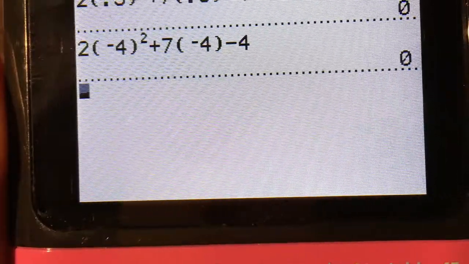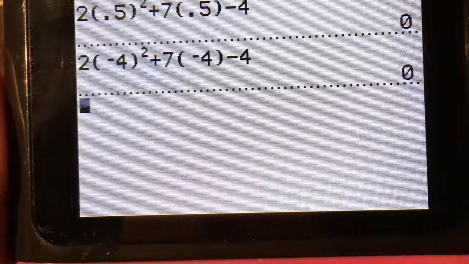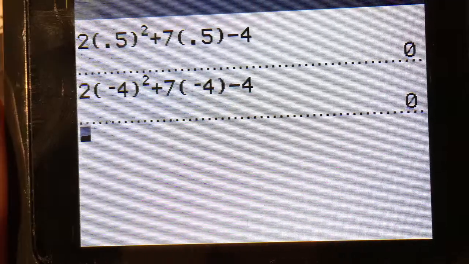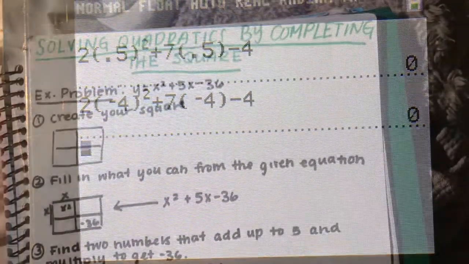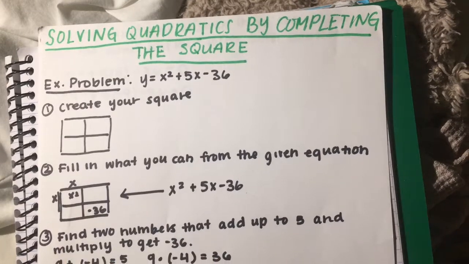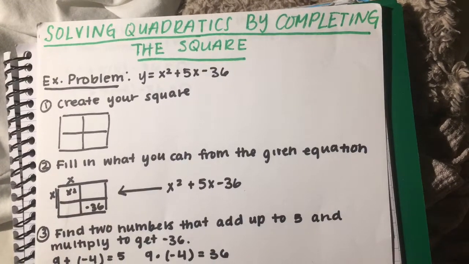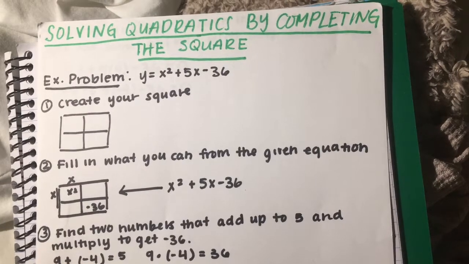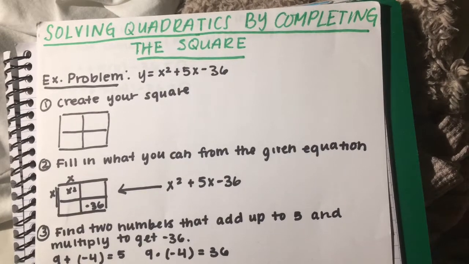Finally, to make sure your answers are correct, plug your two values into the original equation. Both should equal 0. This is how you know that your answers are right. Now we will show you how to solve quadratics by completing the square. We will show you how to do this with the example problem y equals x squared plus 5x minus 36.